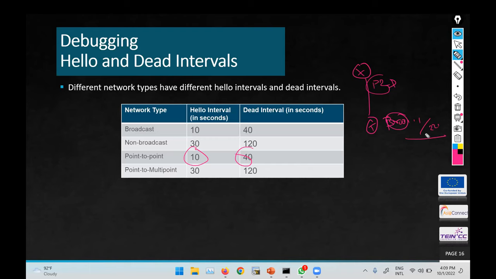So when you are configuring point-to-multipoint, the hello is 30 and dead is 120. And here, if you configure point-to-point, the hello is 10 and dead is 40. Then there is a mismatch with the hello and dead interval, and the adjacency will not happen with these two routers. So you have to check whether it's related to the hello or dead interval or not, with the debugging command.